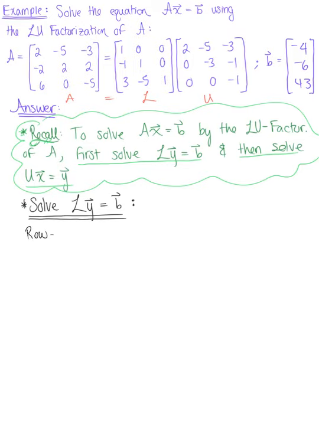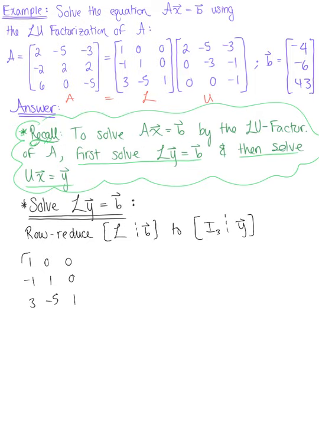So to do this, we want to row reduce the augmented matrix L with vector b to the augmented matrix with our identity matrix I3 and vector y. So we have 1, 0, 0, minus 1, 1, 0, 3, negative 5, 1. And we are augmenting this with vector b, which is negative 4, minus 6, 43.